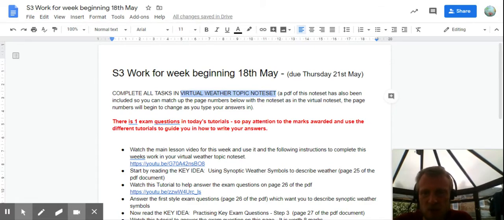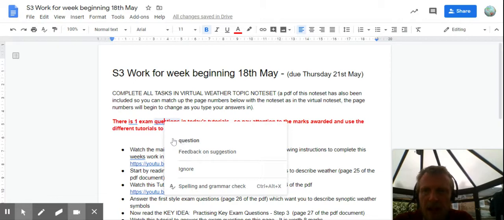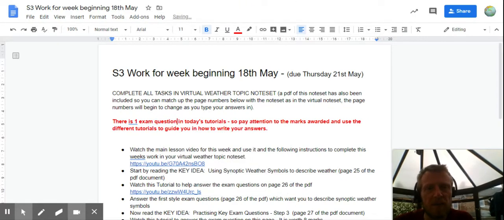In this week's work, there is one key exam question, which we will be marking as an exam question would be marked, and you'll get feedback on that. And most of this week's work is going to focus on continuing to develop your knowledge of synoptic weather maps, but we're also going to start having a little think about high pressure as well, because a lot of the last few weeks lessons have primarily focused on low pressure. Okay, so let's get started.